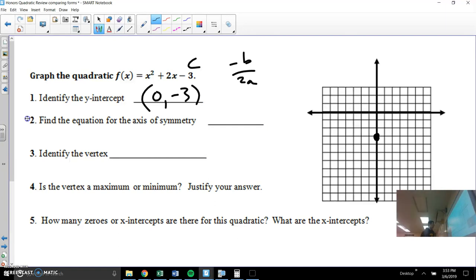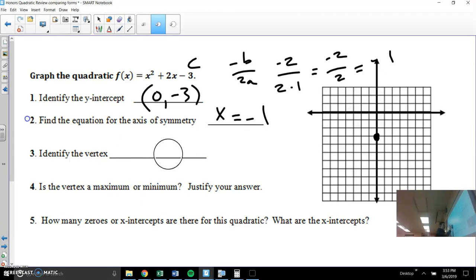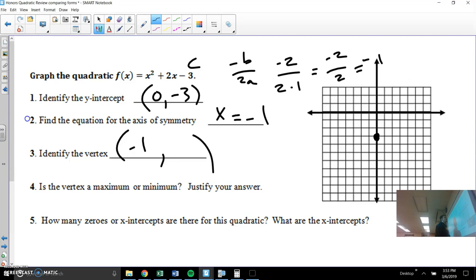So if I'm looking at the problem, b is 2, so in the formula it's going to look like negative 2. A is 1, 2 times 1. So essentially I've got negative 2 divided by 2, which is negative 1. So that means that I'm going to have my graph cut in half when x is negative 1. And that also tells me that my vertex x value is negative 1. Now, we'd have to plug that value in to really know what the other value is. So let's take a moment to calculate what negative 1 would be if you plugged it into the equation.